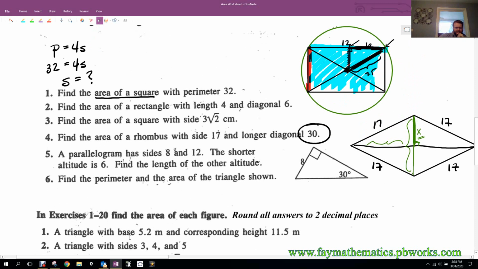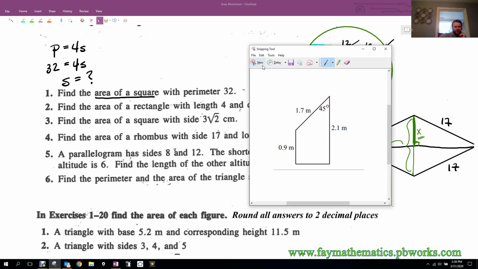Question number 5. I will do it with different numbers. I think it's a very unique question. It's an important question.